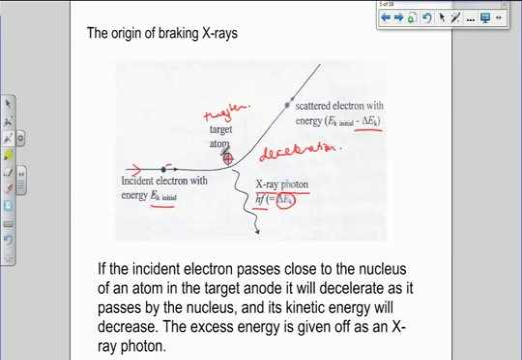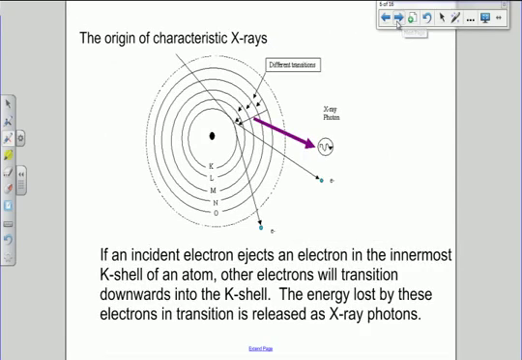Okay, so that's the first mechanism, and that's what produces the breaking radiation. The second mechanism is, as we say, called characteristic X-rays. Now this is an entirely different mechanism for producing X-rays. What happens in this particular situation is the electron will be incident at this angle, for instance, and it will ionize one of the tungsten atoms, all right?